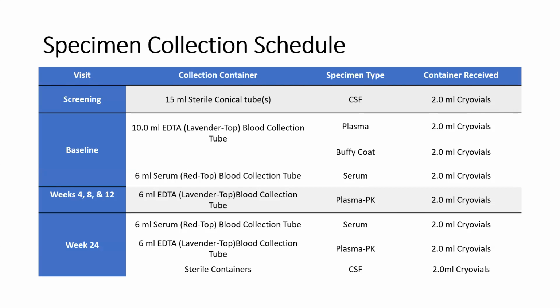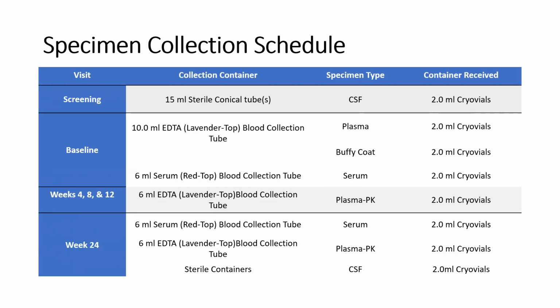So this is the specimen collection schedule. At the screening visit, you will be collecting CSF. We'll go into much more detail about this later. This is just a brief overview. At the baseline visit, there will be a 10 ml lavender top EDTA tube collected that will be used for plasma and buffy coat. There will also be a 6 ml serum red top tube that will be for serum collection. At weeks 4, 8, and 12, you will be collecting a 6 ml lavender top tube for plasma PK.